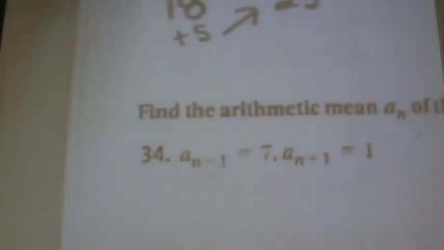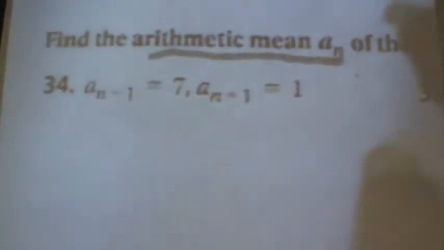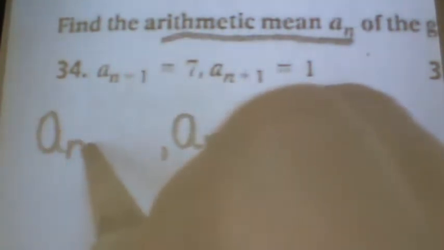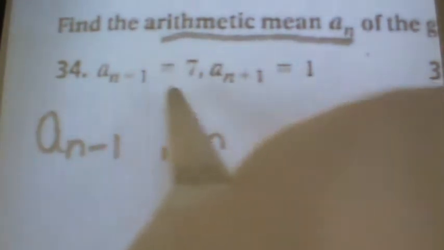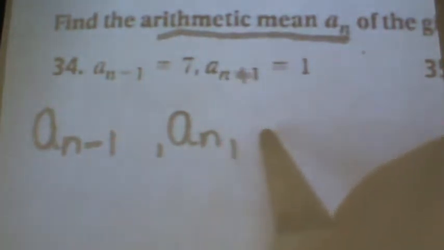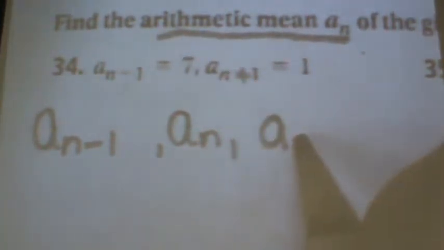Okay, 34, 35, and 36. This terminology you're probably not used to. They want the arithmetic mean. The arithmetic mean is when they are asking you what's the nth term. This means a sub n minus 1 means the term prior to this one. That means the previous term. In the term n plus 1, that's a plus, n plus 1 is the term after this one.